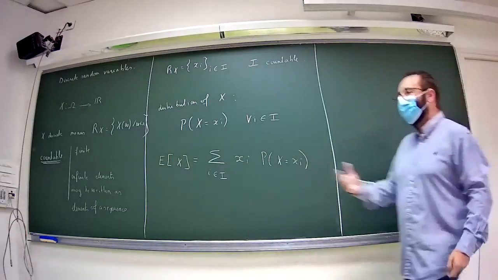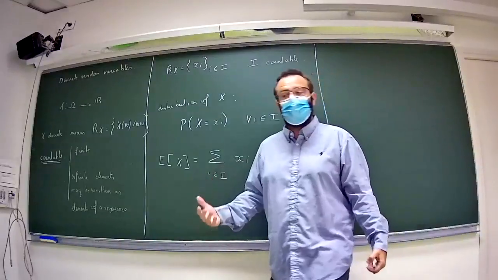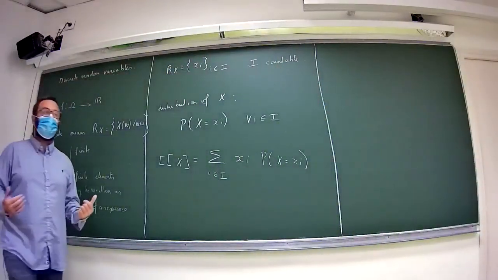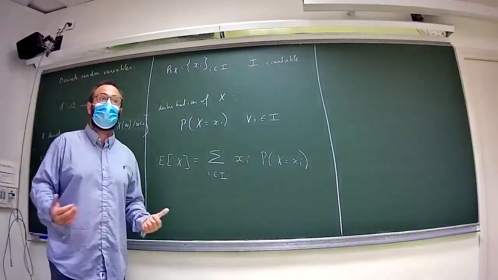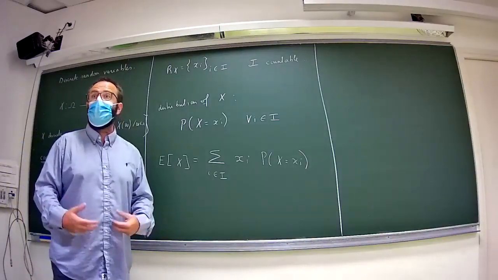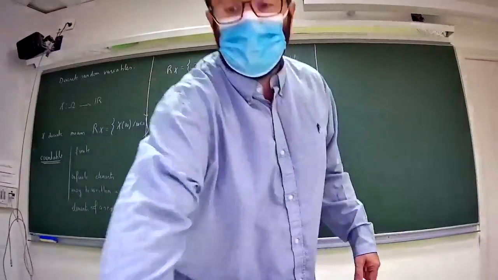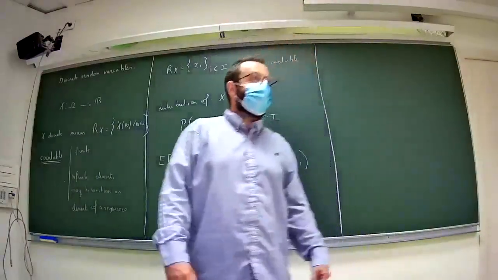So it means that you have an infinite sum to compute, but before computing an infinite sum, I have to be sure that it exists. I want to obtain a number as the expectation. So that's why I have introduced this kind of spaces.